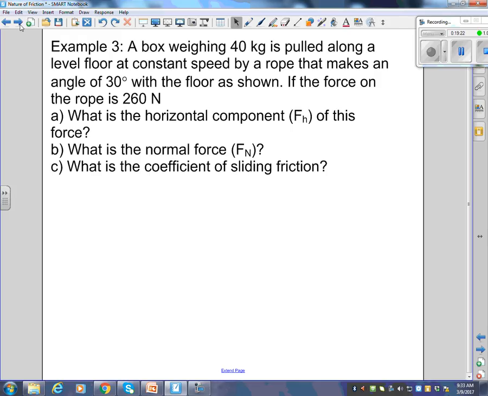Okay, last one. This one's a bit of a challenge. We did, I think, touch briefly on this in grade 11, but let's have another look at this. Here we have a box weighing 40 kilograms pulled along a level floor at a constant speed. Why am I pausing? That's important. It means that the acceleration is 0, which means that the forces are equal or balanced. It's pulled by a rope that makes an angle of 30 degrees with the floor as shown. If the force on the rope is 260 newtons, what is the horizontal component? And remember that I'm changing this to FAX. What is the normal force? And what is the coefficient of sliding friction?